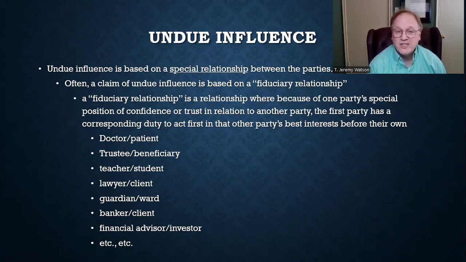Some other examples would be teacher and student, lawyer and client, guardian and ward, banker and client, maybe a financial advisor and an investor, right? A stockbroker and a customer, all those kind of things where somebody has put somebody else in a position of trust and a position of confidence. If that other person uses that position to improperly urge the other person to enter into a contract, well, then that may be the product of undue influence.